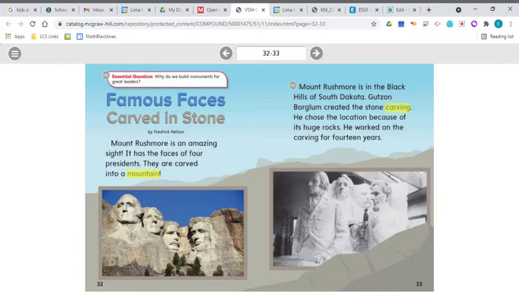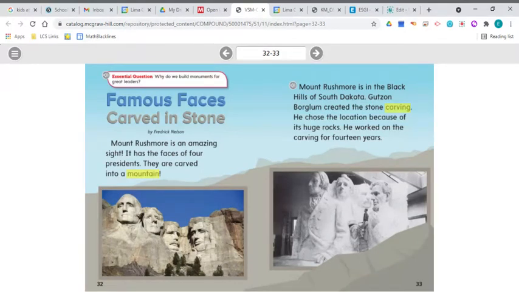Mount Rushmore is an amazing sight. It has the faces of 4 presidents. They are carved into a mountain. Mount Rushmore is in the Black Hills of South Dakota. Gutzon Borglum created the stone carving. He chose the location because of its huge rocks. He worked on the carving for 14 years.